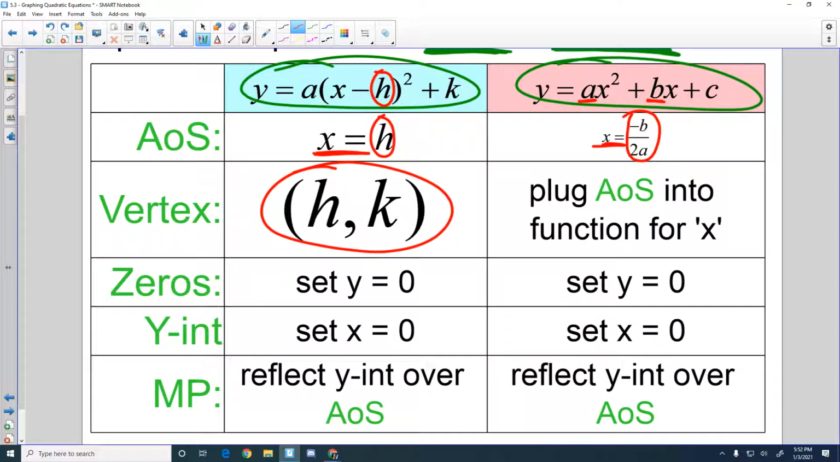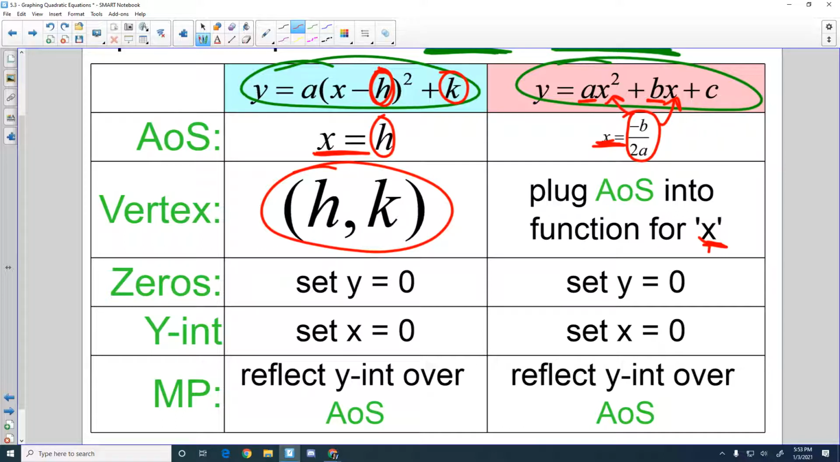The vertex, in vertex form, well, that's in the name, right? Vertex form, you're given the vertex. You use h and k, and that's it. But in standard form, we already know x. So you take that x value from this formula, negative b over 2a, and just plug it in to that equation where the x's are. For example, if we found the axis of symmetry was the number 3, I'd plug a 3 in and write this as a times 3 squared plus b times 3 plus c.